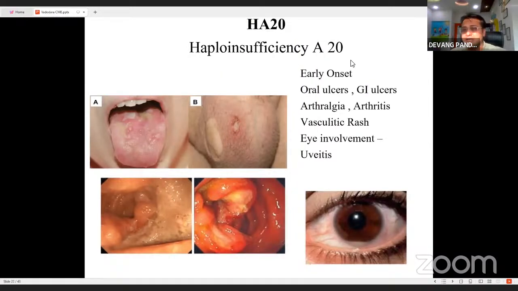Now, TNF associated means TNF blockade will help in the management of these diseases. Another disease is haploinsufficiency A20, which is nothing but a Behçet's-like disease. If a Behçet's-like presentation occurs at a very early age, you should think of haploinsufficiency. It is an early onset, same as Behçet's, with oral ulcers, genital ulcers, GI ulcers, arthralgia, eye involvement, and vasculitic rash. So if you have a Behçet kind of picture and the child is very young, you need to suspect HA20.